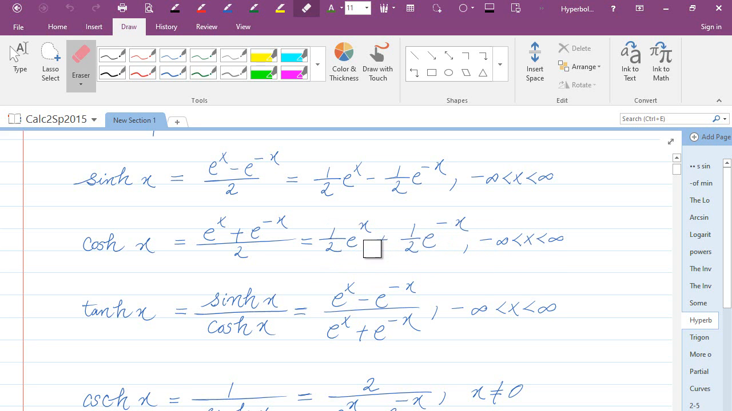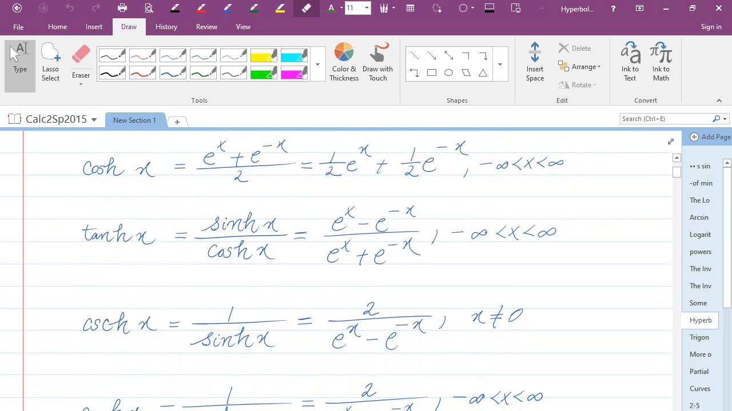Notice the difference between hyperbolic sine and hyperbolic cosine. They both have the same two terms. For hyperbolic sine, you have a negative in the middle, and for hyperbolic cosine you have a plus in the middle.